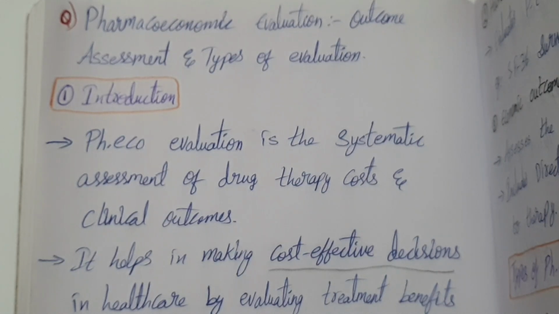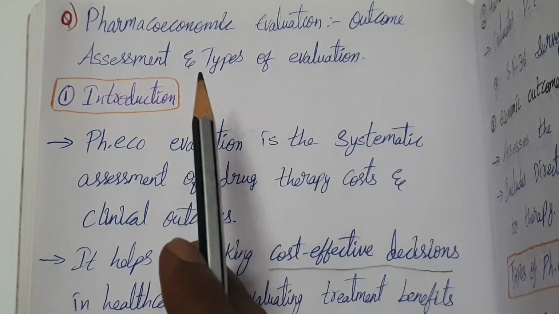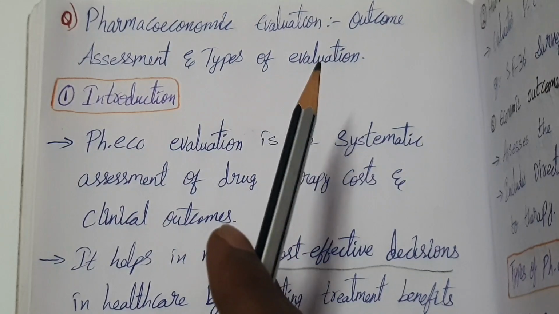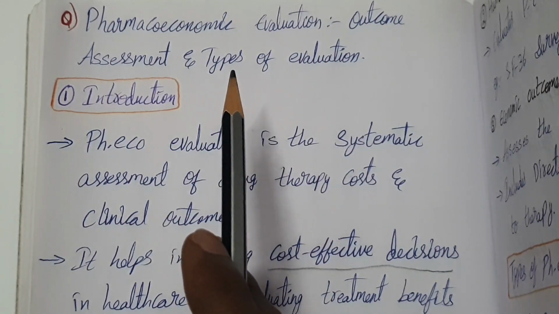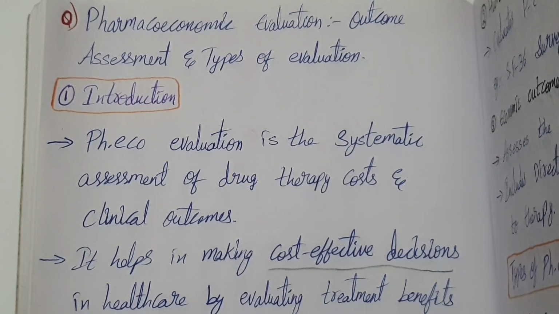It is used to assess the outcomes and the types of evaluations used to make smart treatment decisions. In this video, we'll see the overview of assessment types. The types will be discussed in the upcoming videos because the types have been asked in final exams as a separate question. So we'll see that in another video. Here we'll just see the overview.